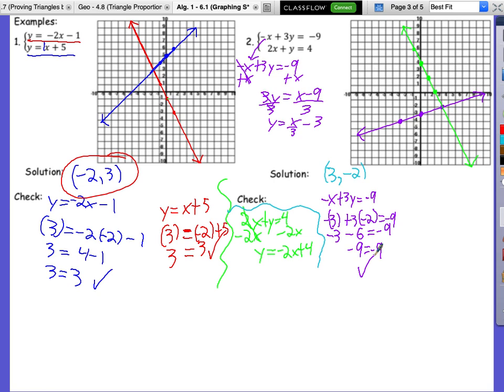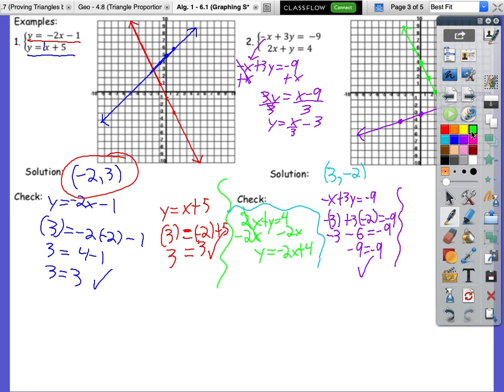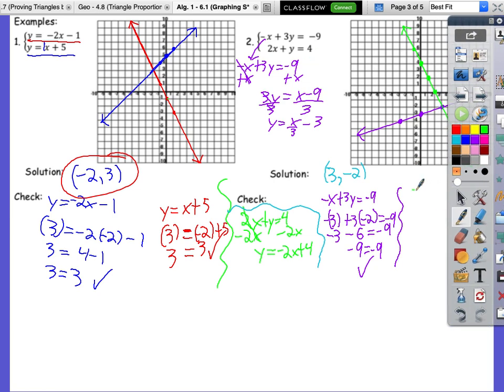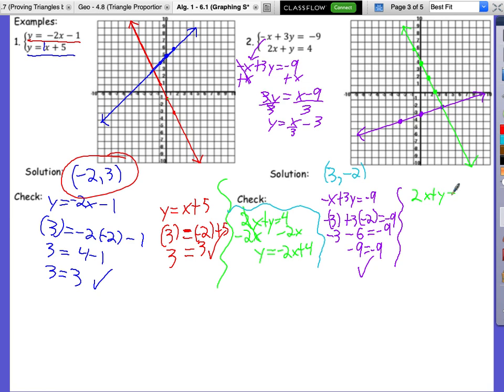Thanks for asking. So let's go ahead and I want you guys to check the second one on your own. So I'm going to take the second equation, 2x plus y equals 4, plug in this solution and check it and tell me if it works. Actually, sorry, stay silent after you get it. But to see if it works.